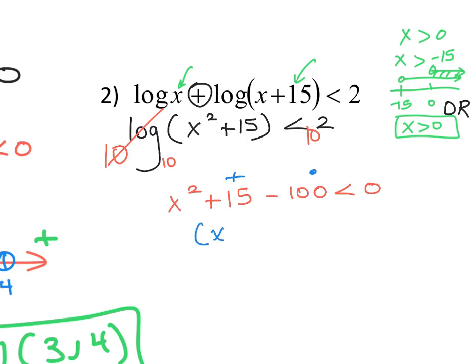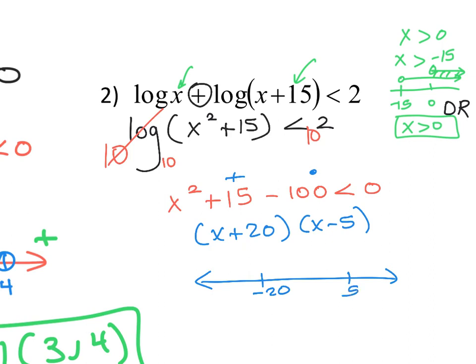And that's x plus 20, and then x minus 5. So my two x-intercepts are negative 20 and 5. They're not going to be included, so that's an open circle for both of them. Now remember, this is quadratic, so simply you can think of the parabola. It has an a that's positive, so it's a parabola opening upward. So that's going to be a plus minus plus situation.